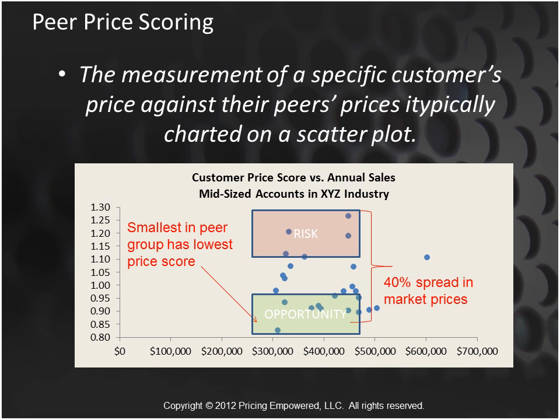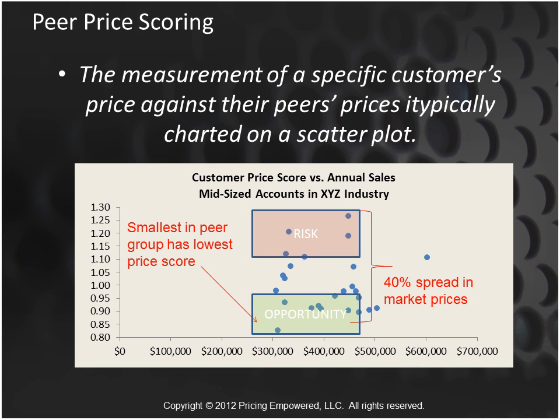Let's start with peer price scoring. This type of analysis is great for identifying customers with outlier price levels or to inform customer-specific strategies for an upcoming price increase. In this type of analysis, we calculate a score by taking a customer's actual revenue and simply dividing it by the revenue they would have paid at market average prices or at market target prices. Then we plot each customer as a dot on a scatter plot, looking for outliers. We typically filter this chart to only represent customers we believe are peers.